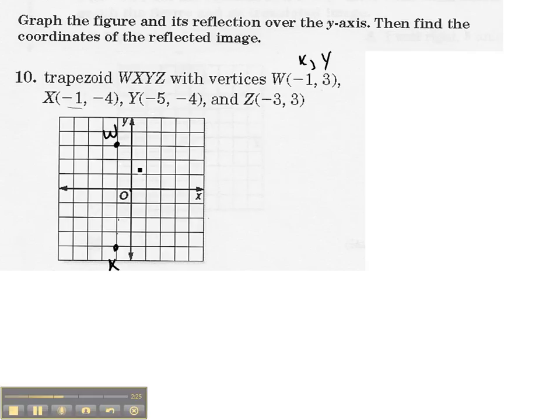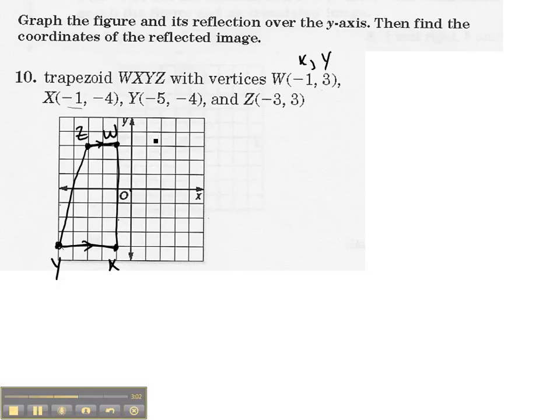Vertex Y is at -5, -4, so 5 to the left, 1, 2, 3, 4, 5, and 4 down, 1, 2, 3, 4. And Z is at -3, 3, so -3 in x, 3 to the left, and then up 3 in y. There's Z. So our trapezoid WXYZ looks like this. It's a trapezoid because these two bases are parallel and the other two sides are not parallel.